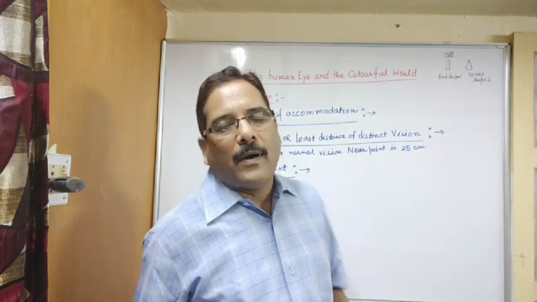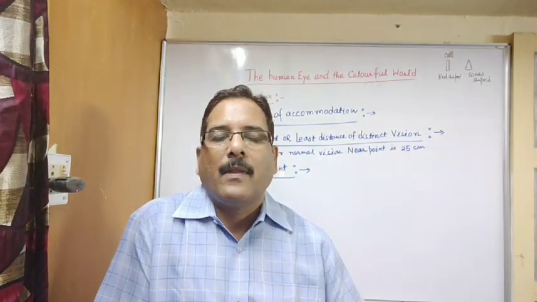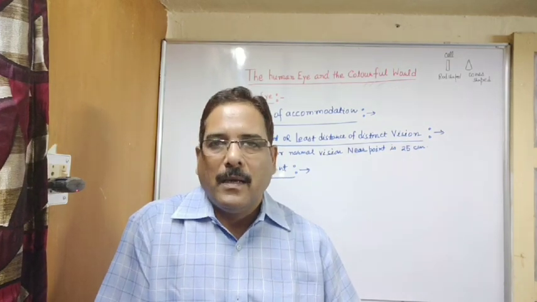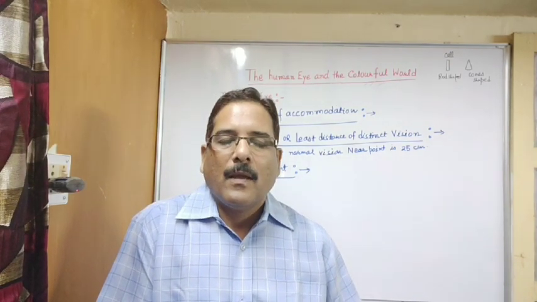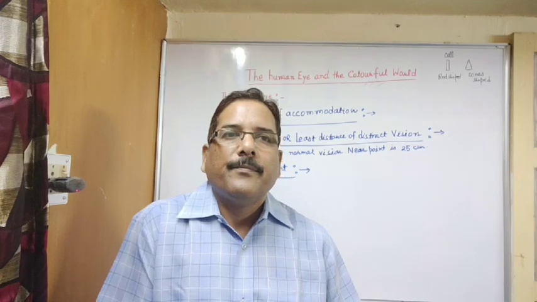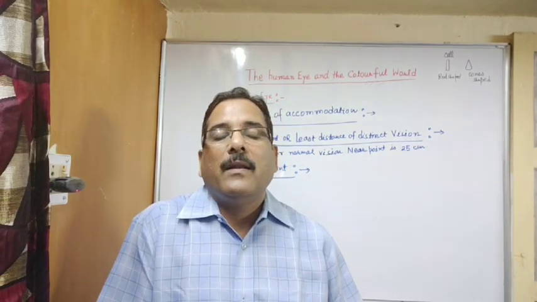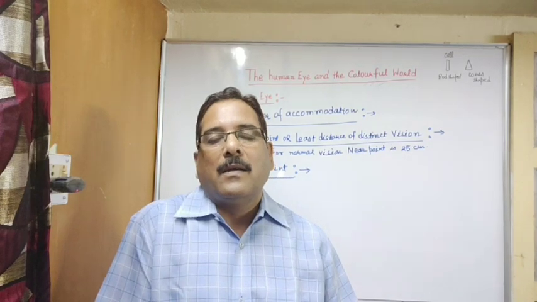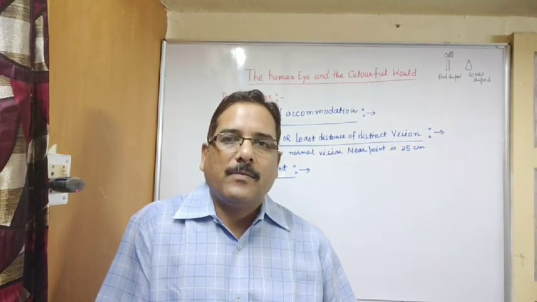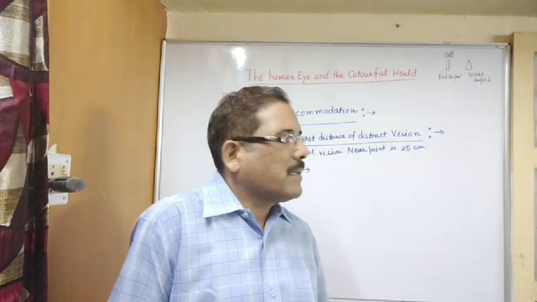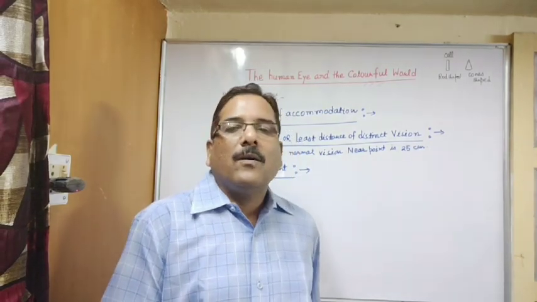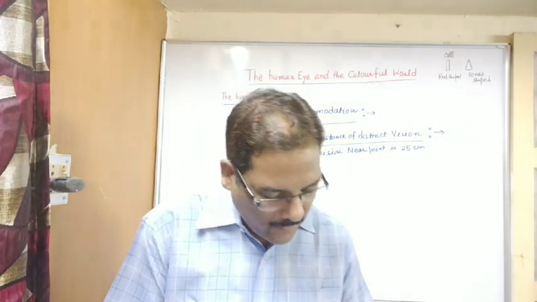Think, what will be the far point of a normal healthy eye? Far point is infinity. We are able to see far off objects. We are able to see even the sun and the stars, which are at infinite distance from us. So we can say that the far point of a normal healthy eye is infinity.